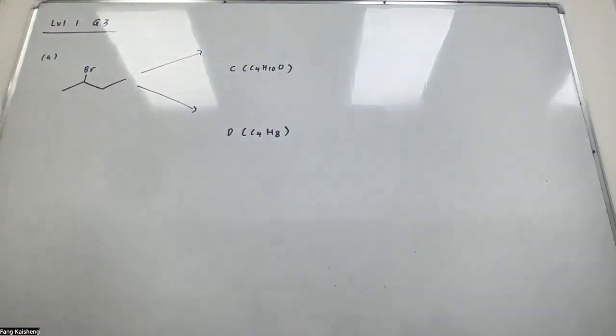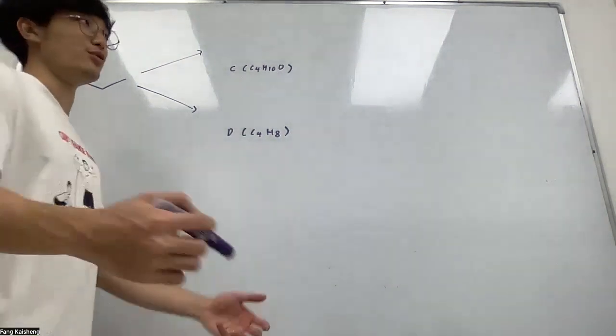What nucleophile do you want first? Okay, so just put NaOH. Yeah, Na is just a spectator ion. Right, so just put OH minus.